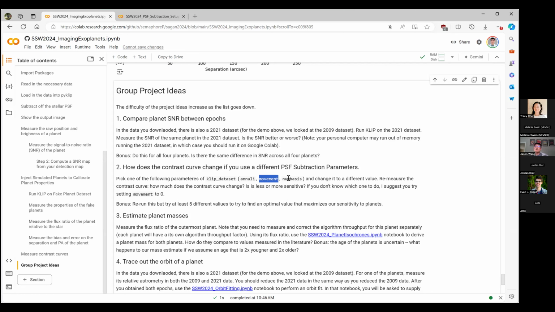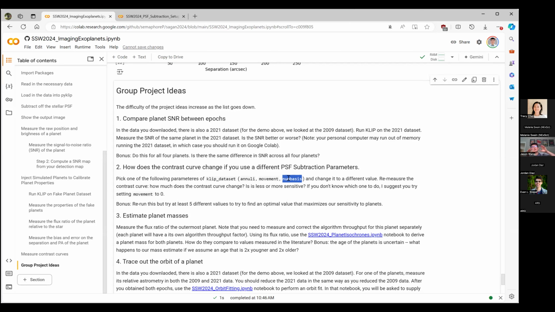And the third one is num basis. Num basis is the number of KL modes, the number of PCA modes to use to model your PSF. So the more PCA modes you use, the more possible structures for the PSF you're going to model. This is good because that means you can model more of the variations in your PSF. The caveat is that the more basis vectors you use, the more chance you have for overfitting.